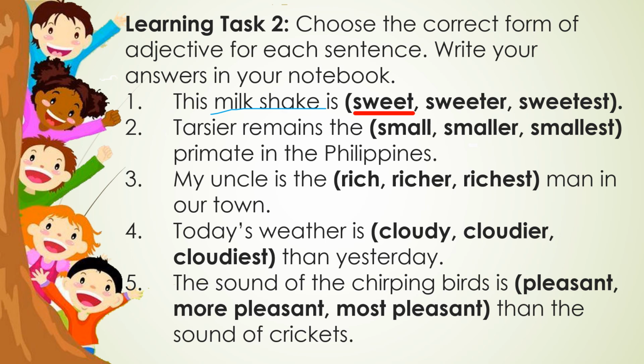Alright, awesome. So the correct answer is smallest because Tarsier is being compared to all the primates in the Philippines. So there we are under the superlative degree, being compared to 3 or more objects. Alright. So how about number 3? Let's read. My uncle is the richest man in our town. What could be the correct answer?